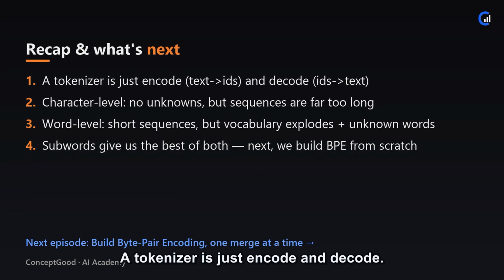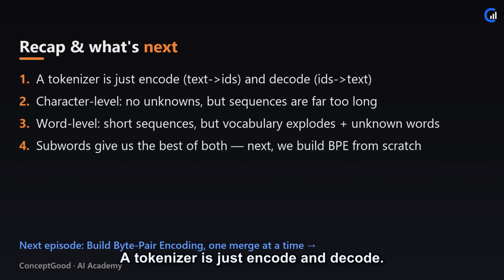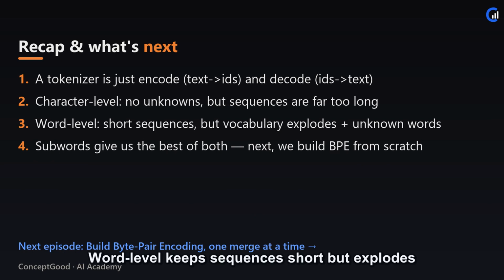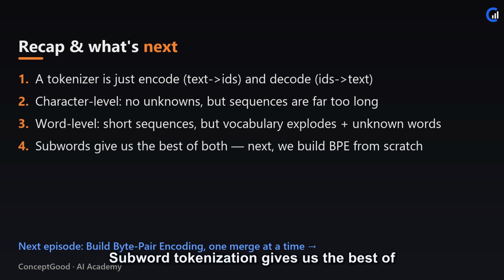Quick recap. A tokenizer is just encode and decode. Character level avoids unknowns but makes sequences far too long. Word level keeps sequences short but explodes the vocabulary and chokes on unknown words. Subword tokenization gives us the best of both. In the next episode, we'll build byte pair encoding from scratch, counting pairs and merging them step by step until whole words emerge from raw characters.